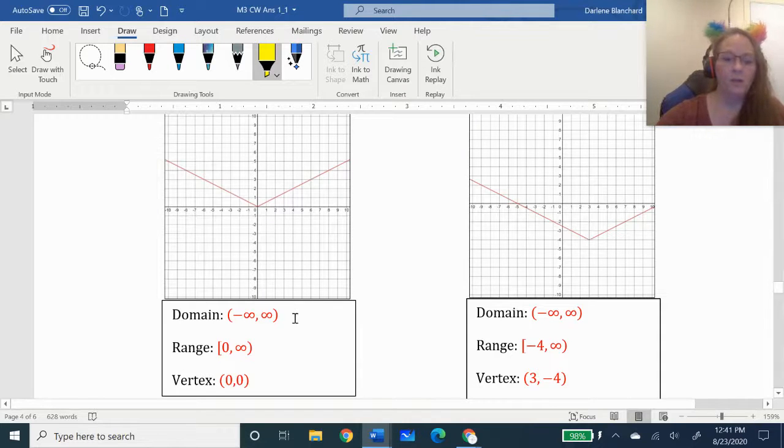The domain stays negative infinity to positive infinity. The range, the y values, are including 0 up to infinity. Multiplication did not affect the range, but shifting it vertically did. Then the vertex is 0, 0 still when you multiply, but once you translate, then the vertex is 3, -4.